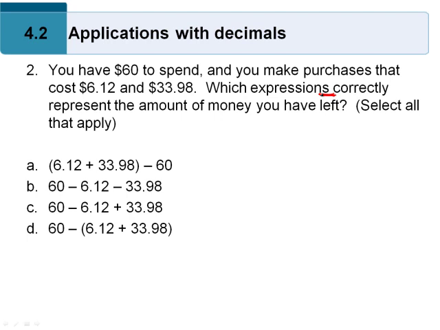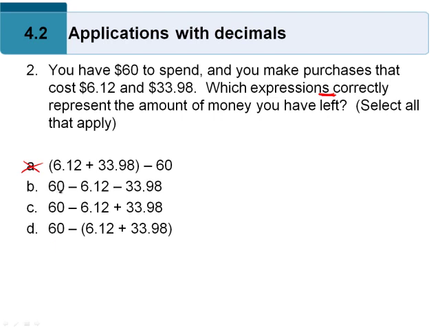So you started with 60 bucks, right? And then we bought some stuff. So look at A. Well, that's subtracting $60. So that's totally out, okay? But B, C, and D, they all started with $60, okay? So that could be starting out the right way.